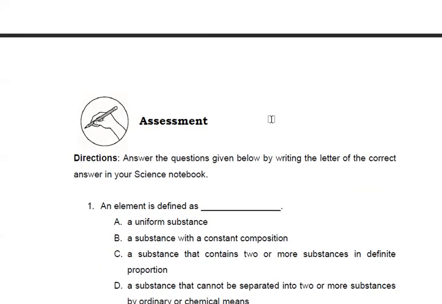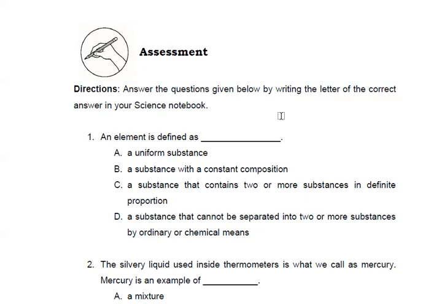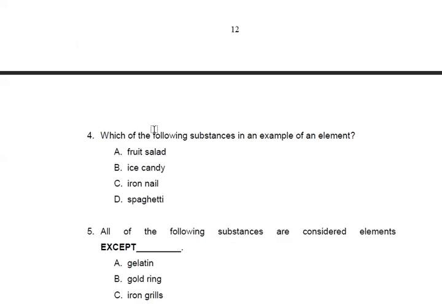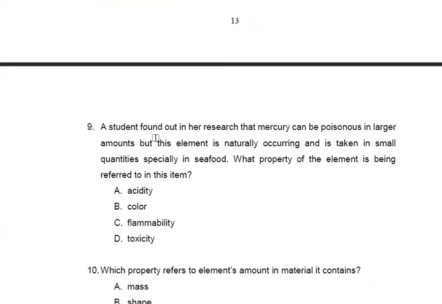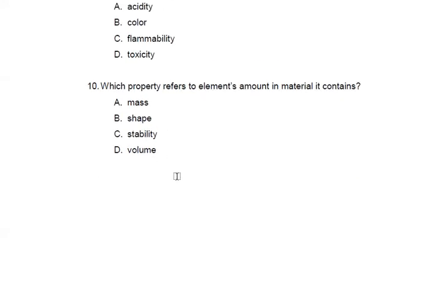After doing that, your final activity this morning is to answer the assessment. In your yellow pad paper, write assessment and answer items 1 to 10. Answer directly, just write the capital letter of your choice of answer. That's 10 items. Read properly, and then answer.